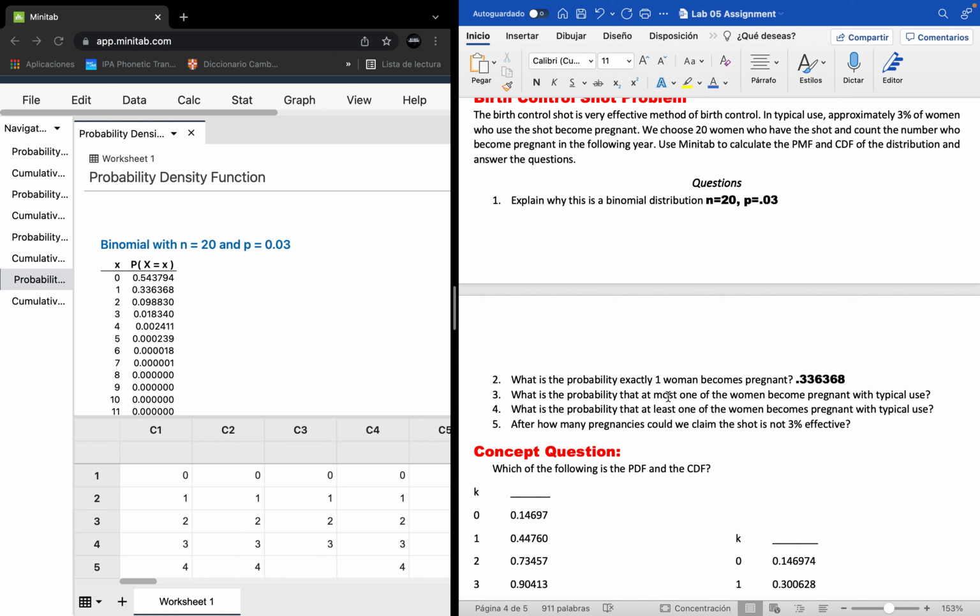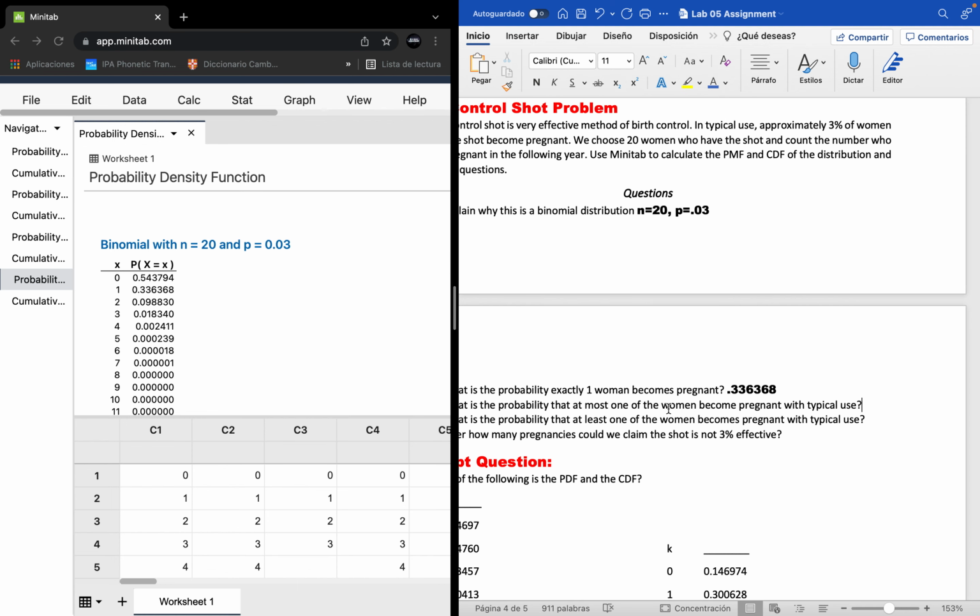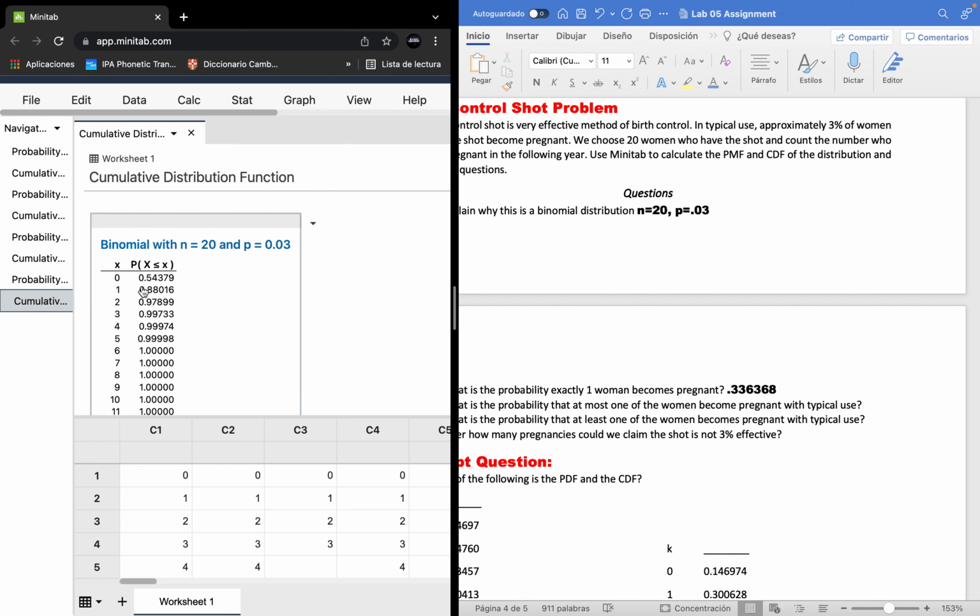What is the probability that at most one of the women becomes pregnant with typical use? At most one means one, no more than one. So that means 0 or 1. You can add these two values, or you can look directly at the cumulative. The cumulative for 1 is 0.88016.